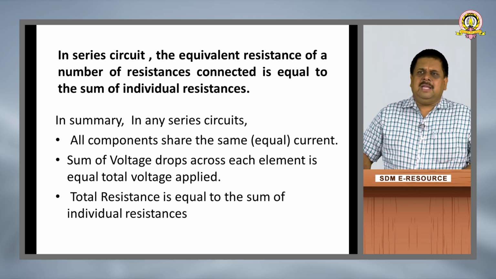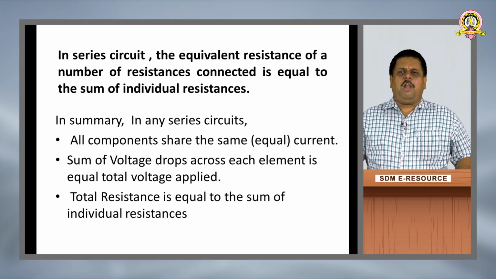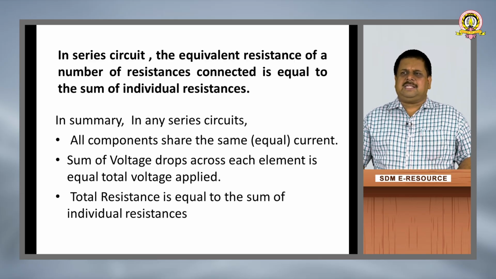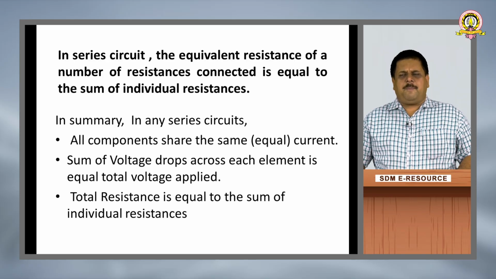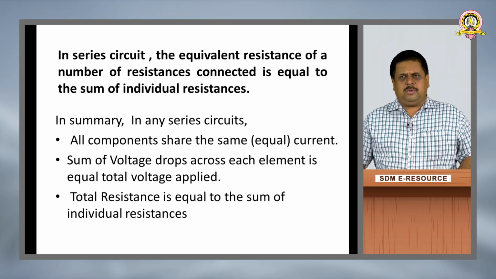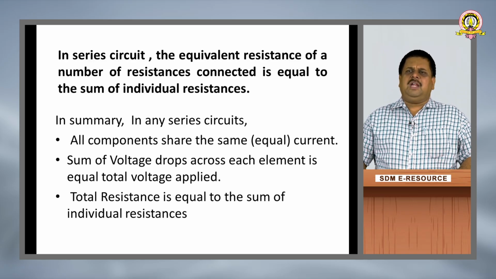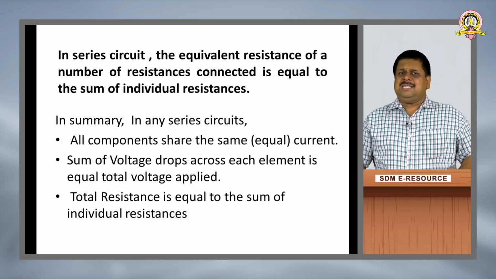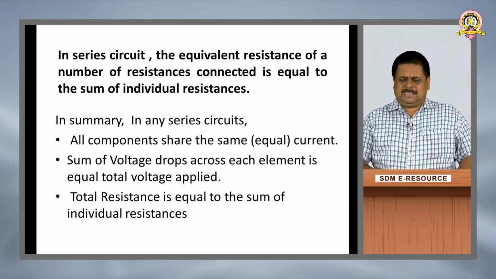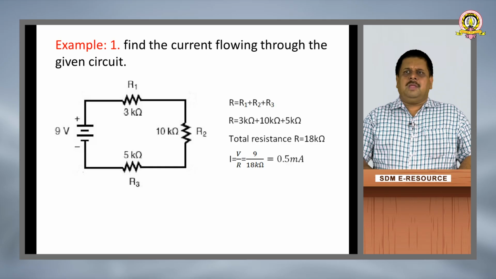In summary, in any series circuit, all components share the same current. Sum of the voltage drop across each element is equal to the total voltage applied. Total resistance is equal to the sum of individual resistances. This is about the series circuit. Now let us see the parallel circuit.